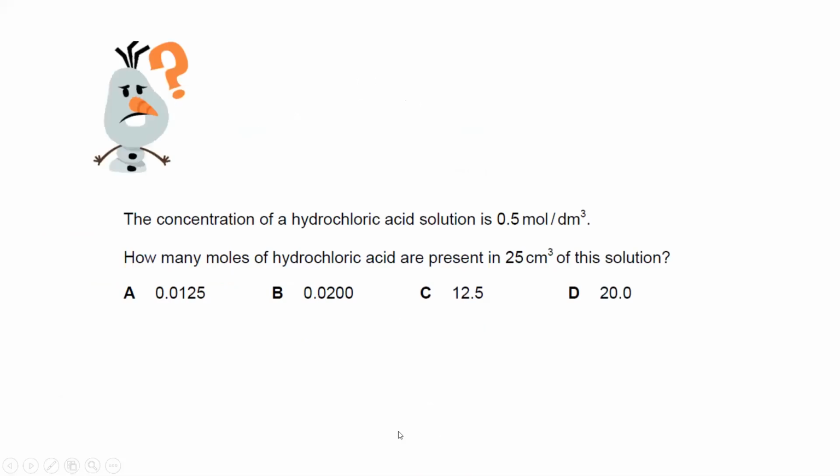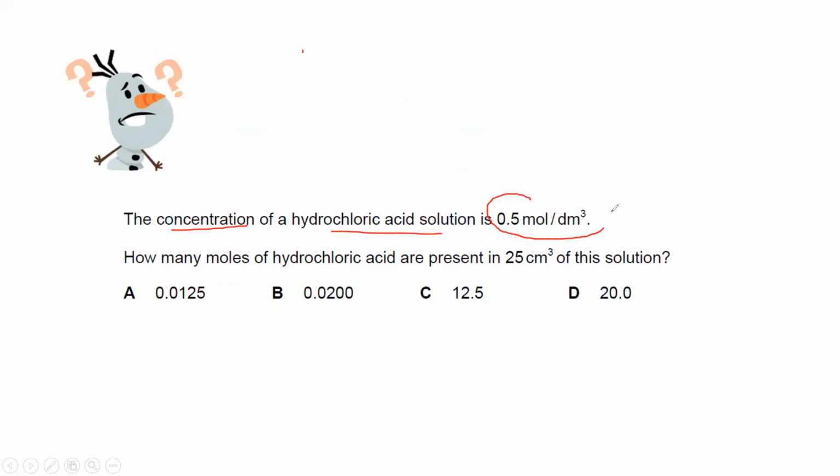This is the MCQ which we did in the last session as well, so I will just quickly go through this. As you can see in this question, first you have to know what is given to you. The concentration of hydrochloric acid is 0.5 mole per dm cube. How many moles are there? We have to find the moles in 25 cm cube of the solution, so the volume of the solution given is 25 cm cube.